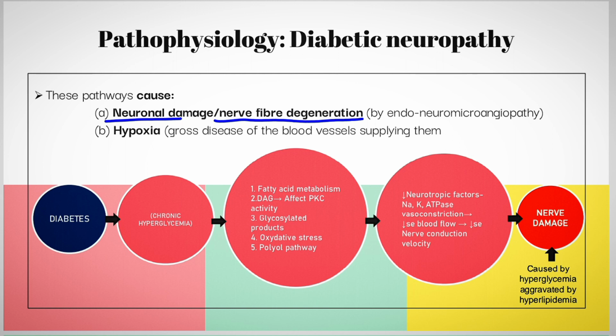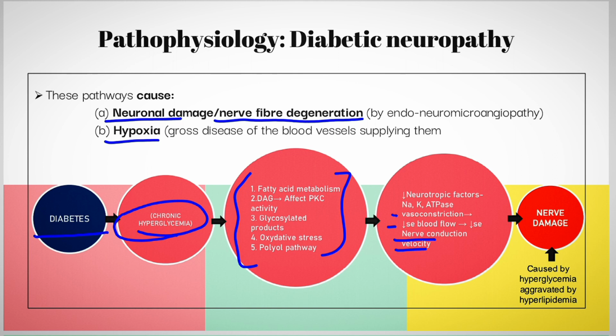The second mechanism which causes the development of neuropathy is hypoxia, meaning the blood supply to the neurons is very low. The pathophysiology of diabetic neuropathy, which is a result of chronic hyperglycemia involving various pathways, can cause a decrease in neurotrophic factors and sodium-potassium ATPase, which ultimately leads to vasoconstriction and decreased blood flow to the neurons, and ultimately there will be a decrease in nerve conduction velocity, which will damage the nerves.